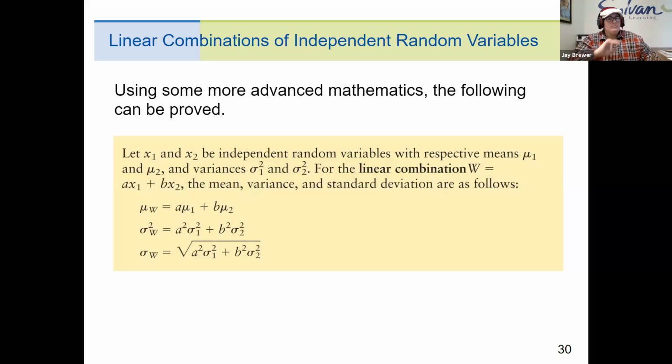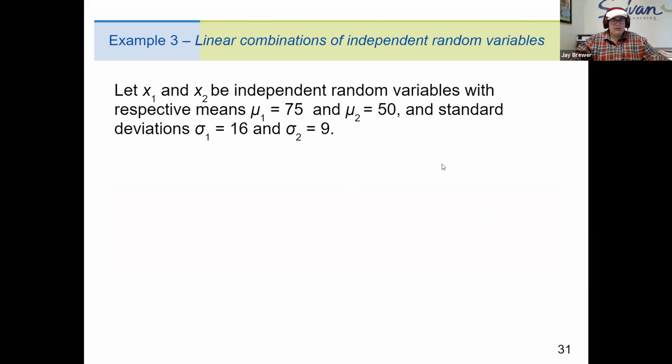Using some more advanced mathematics, the following can be proved. So again, this is kind of showing you that you can do basic algebra with these ideas. Okay, so you can add and subtract means, you can add and subtract the variances, you can multiply them. Go through and work through the homework. I know it'll be a little difficult, but it makes more sense after seeing this. All right.